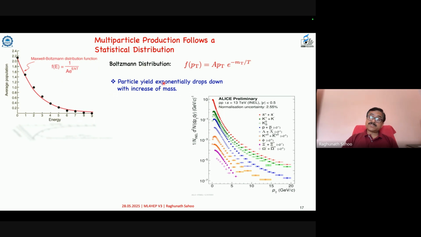And you may ask yourself: the pion is a boson, and if I go to baryons, which are fermions, how do I apply Boltzmann statistics instead of going to Fermi-Dirac or Bose-Einstein statistics?